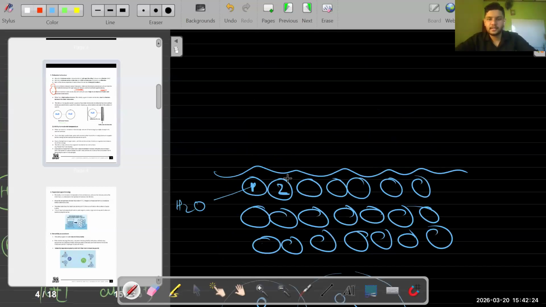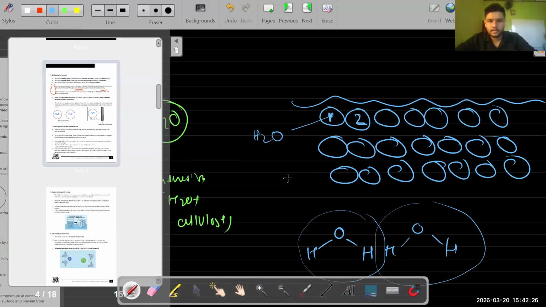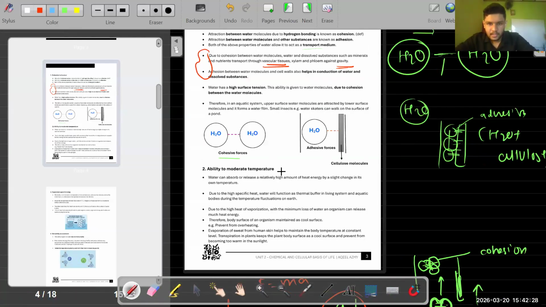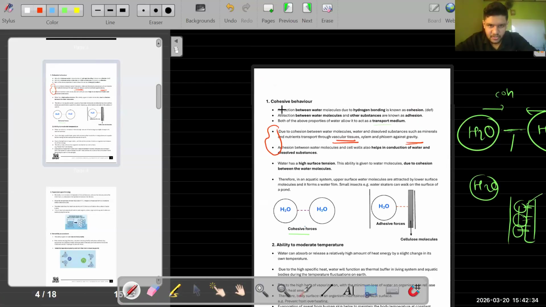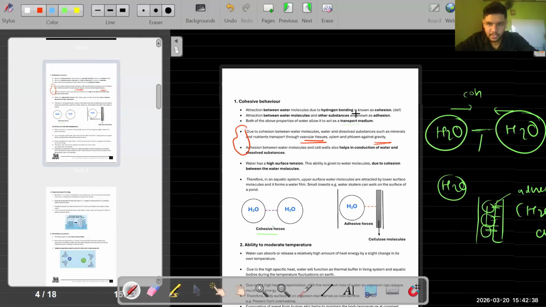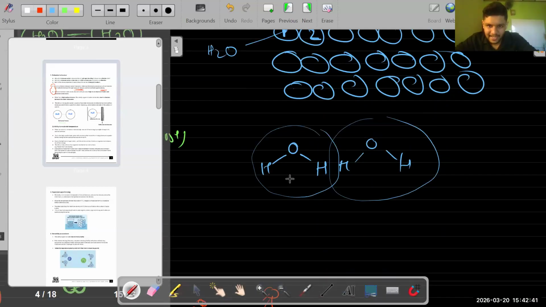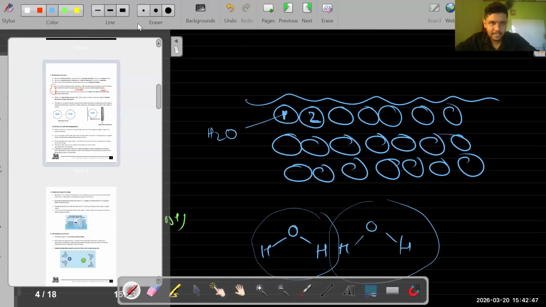Cohesion. Now, see here. Because water and water, what is the force? Cohesion. See the definition also: it is the attraction between water molecules due to hydrogen bonding. So what is the attraction present here? Cohesion. Clear? I hope it's clear.